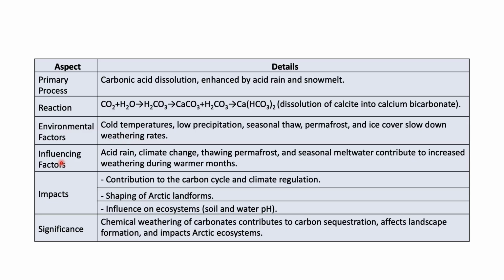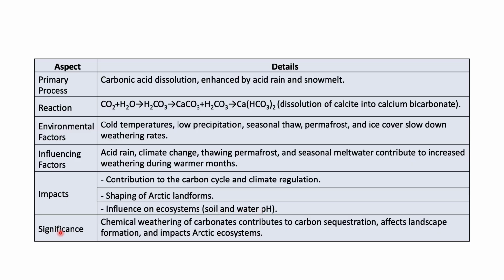And what are the other influencing factors? Acid rain, climate change, thawing permafrost and seasonal meltwater contribute to increased weathering during warmer months. And what are the impacts? This contributes to the carbon cycle and climate regulation. This also shapes the Arctic landforms. It influences the ecosystem, that is, soil and water pHs are affected.